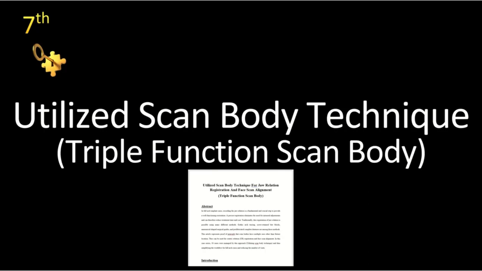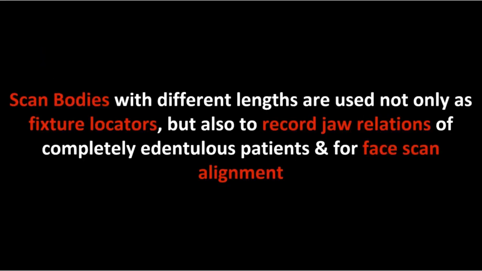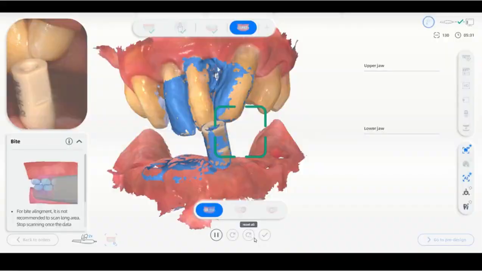The seventh key is a new scanning protocol that we have developed, and it will be published soon. The main idea is that scan bodies with different lenses are utilized not only as fixture locators, which is their conventional and main use as we said before, but also for face scan alignment and to record jaw relations of completely edentulous patients. By choosing the suitable scan body lens compatible with the correct vertical dimension of occlusion, you can use this scan body in recording the jaw relation.